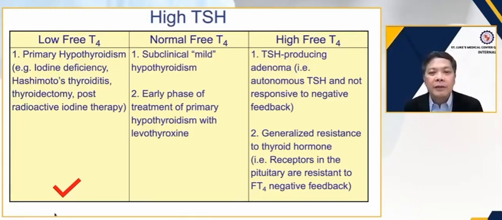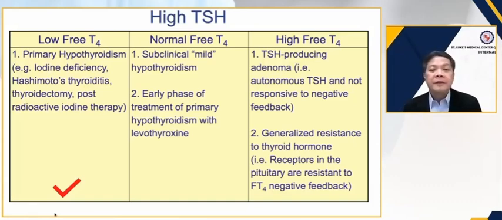What if the patient has a normal T4 but a high TSH? Maybe the pituitary is already sensing early mild hypothyroidism. That's why TSH is already elevated, trying to make the thyroid gland work a bit harder. Or in the early phase of treatment of primary hypothyroidism, you start and you did not wait for the 6 weeks of stabilization of the level of T4, then one might see a high TSH with normal T4.